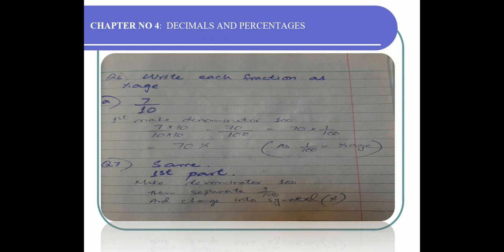Now it is 70 by 100. Convert it into a percentage, as 1 by 100 is equivalent to the percentage sign. So simply separate the 100, like 70 multiplied by 1 over 100. 1 over 100 means percentage, so it will be converted into a percentage. Question number 7 is the same as question number 6. Make the denominator 100. Separate 1 by 100 from the question and place the percentage symbol in place of 1 by 100.